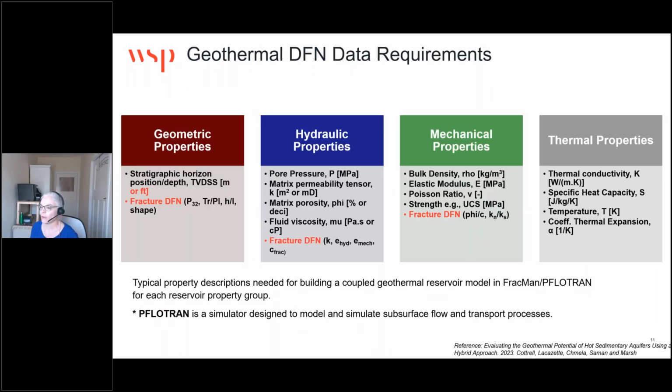The typical property descriptions required to build a coupled geothermal reservoir model in FracMan P-Flowtran system includes geometric, hydraulic, mechanical, and thermal properties. If you're unfamiliar with P-Flowtran, it is an open source simulator designed to model and simulate subsurface flow and transport processes. It is primarily used to model fluid flow, heat transport, and chemical reactions in porous media.